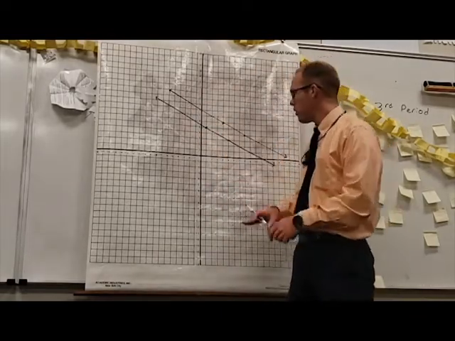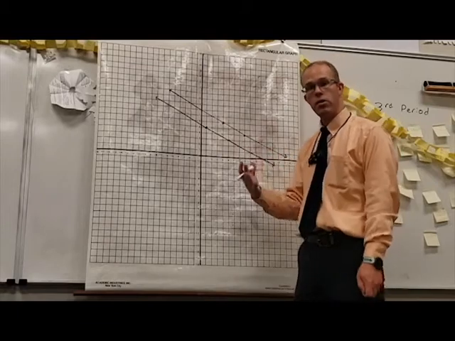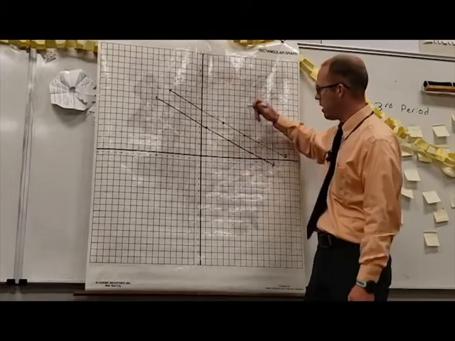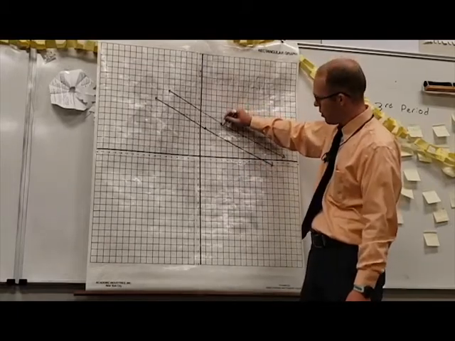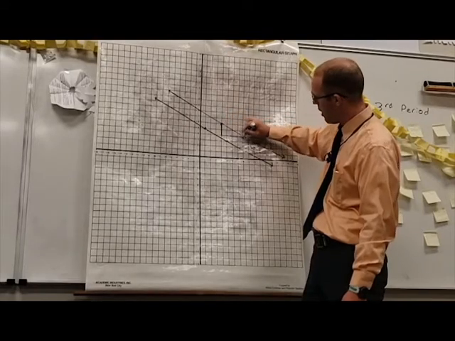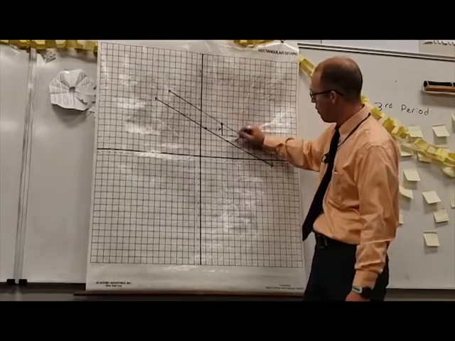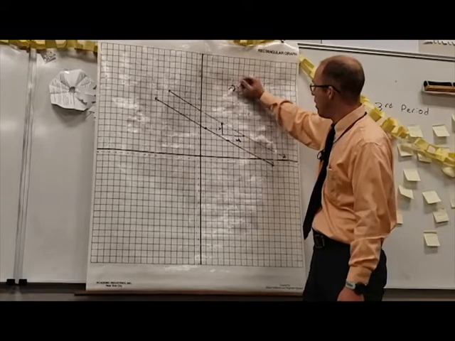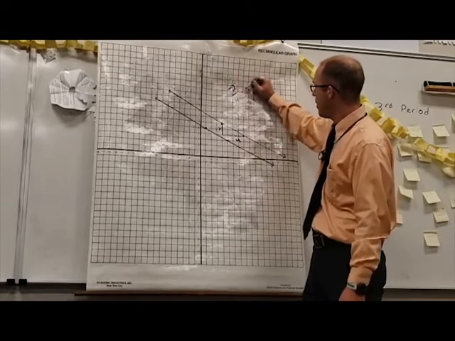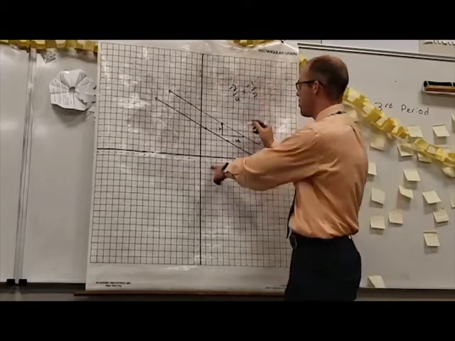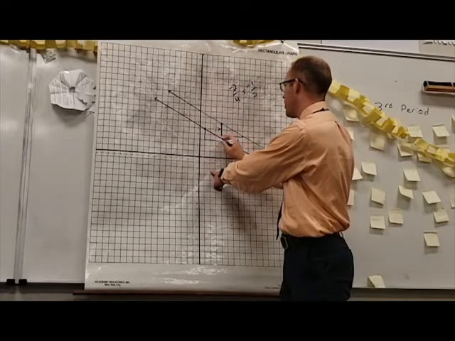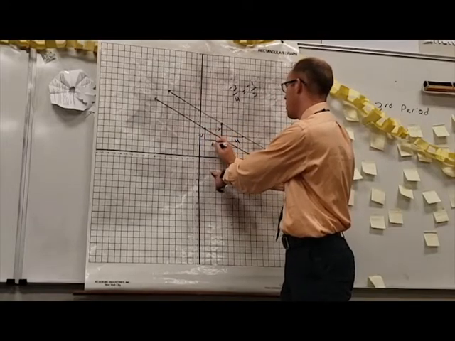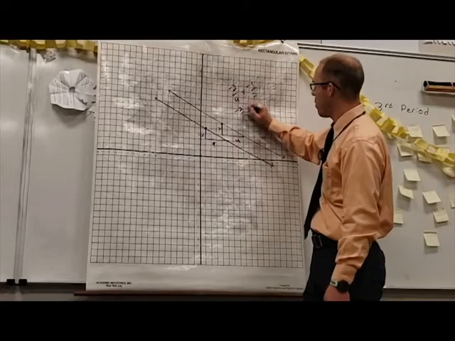You can see these two lines right here. We're looking for the intersection point of the two graphs. These, however, are a very special situation. The slope on this one is -2/4 or -1/2. And the slope on this one is also -2/4 or -1/2.